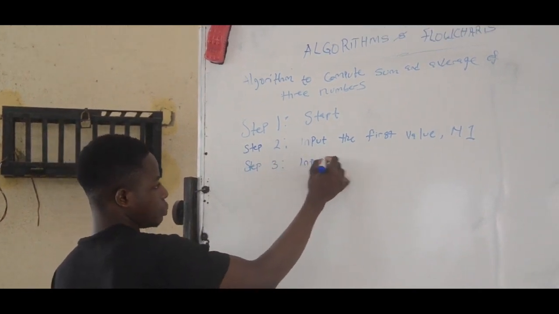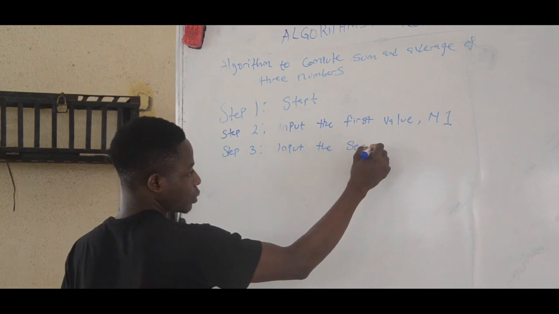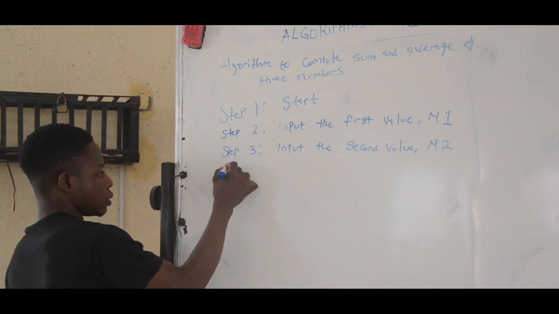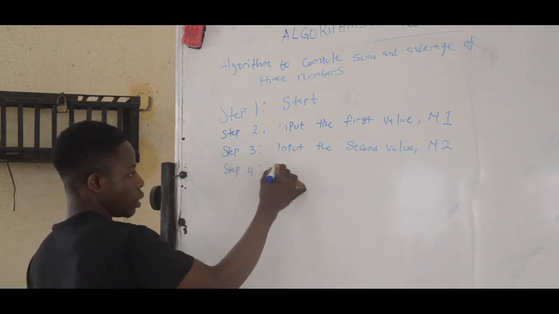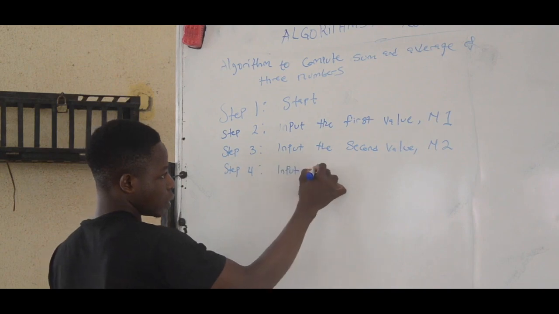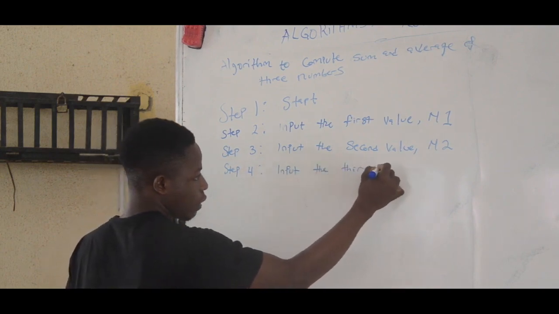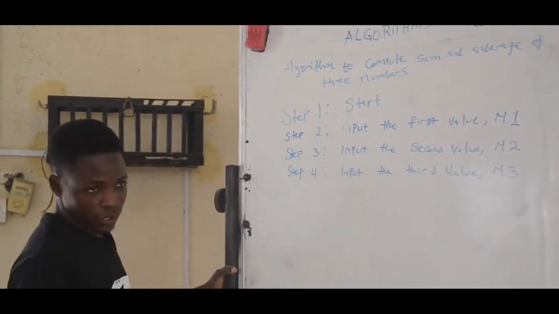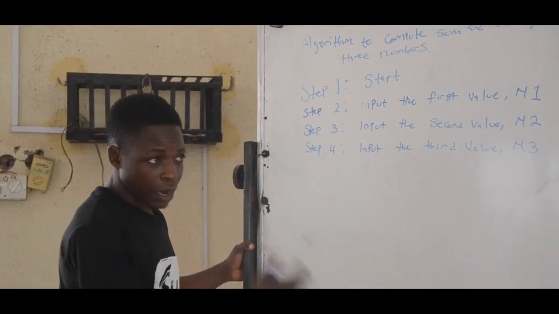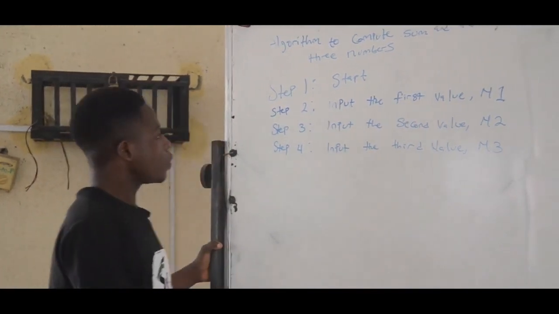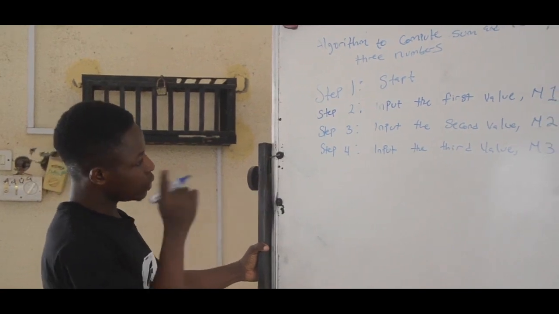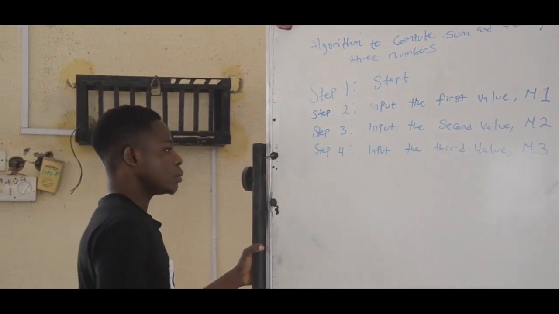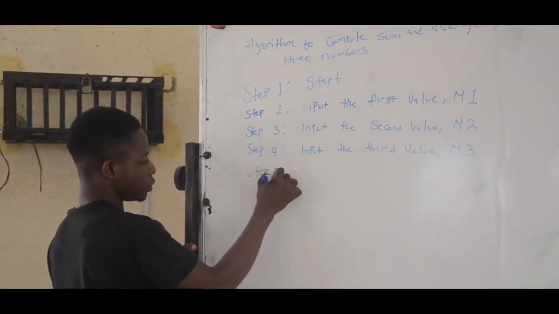I will say, input the second value, which is your N2. Now, your step 4, you input the third value, which is your N3. Now, like the other example, where we accepted the interest, the amount, the years, and the rate. So now we've already collected the user's first value, second value, and third value. What we have to do is find the sum of it. We have to add it together. So that will be our step 5, which I call your process.